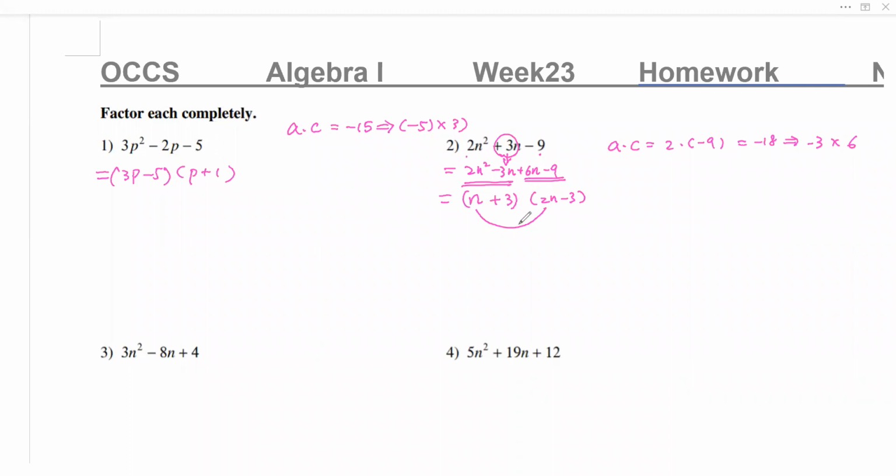Right here. Is it the same as your homework? If not, let us know. All right, let's see number 3. All right. So first, A times C, 3 times 4 is 12, right? 12 times what can get the negative 8? Negative 2 times negative 6, right? So the sum of these two will be negative 8. So it means this one breaking down negative 2n, negative 6n.